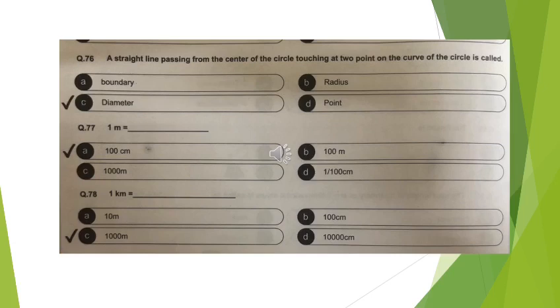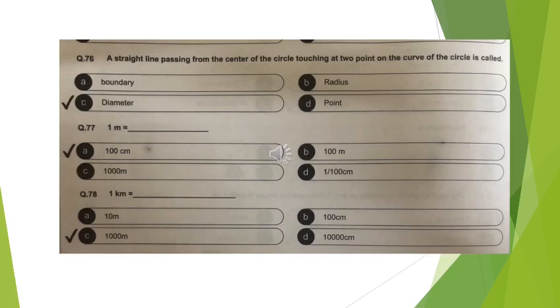Question number 77: 1 meter is equal to dash, and the options are A: 100 centimeter, B: 100 meter, C: 1000 meter, and option D: 1 over 100 centimeter. In this question, students, you have to keep in mind that 1 meter is equal to 100 centimeter. So the correct option is 100 centimeter.